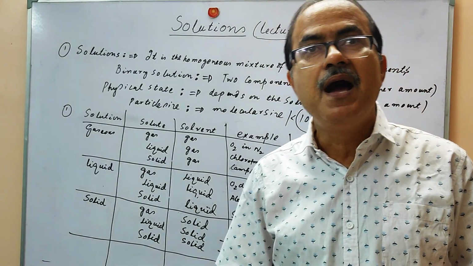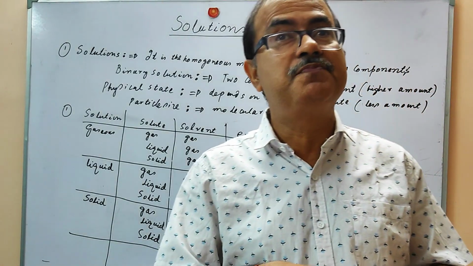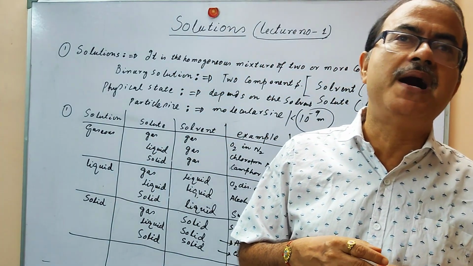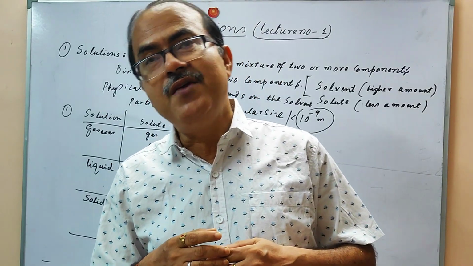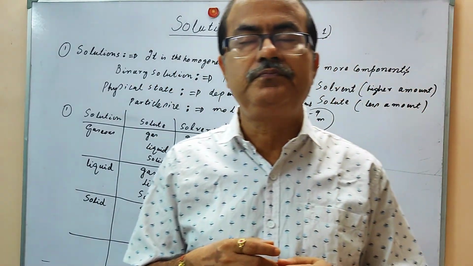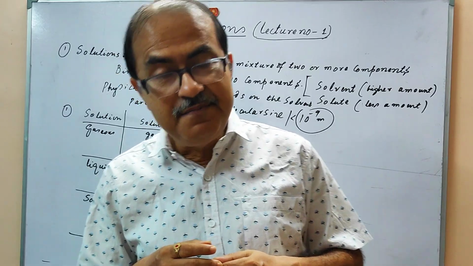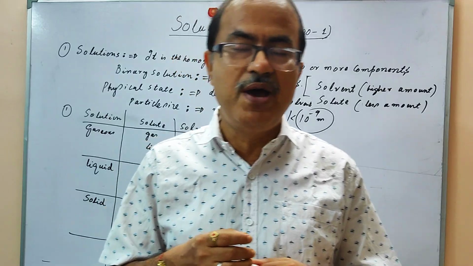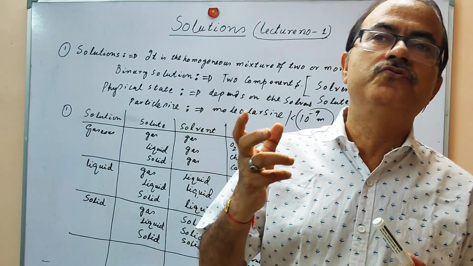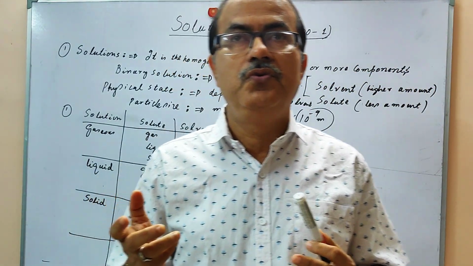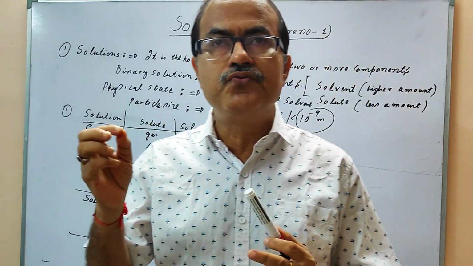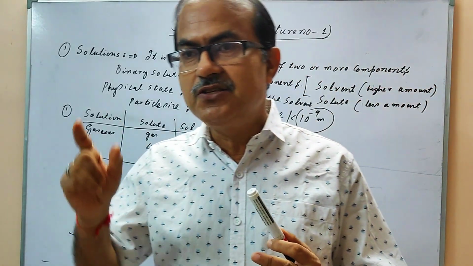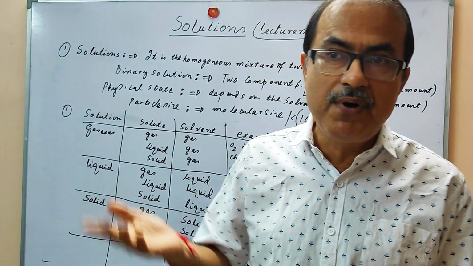Now we are going to understand how we are able to express the composition of the solution. Composition of solutions is expressed by concentration. There are two types of concentration terms: one qualitative and another quantitative. Qualitative is where, suppose, we are talking about a solution which is dilute, meaning there is a lesser amount of solute. When we say the solution is concentrated, it has a higher amount of solute.